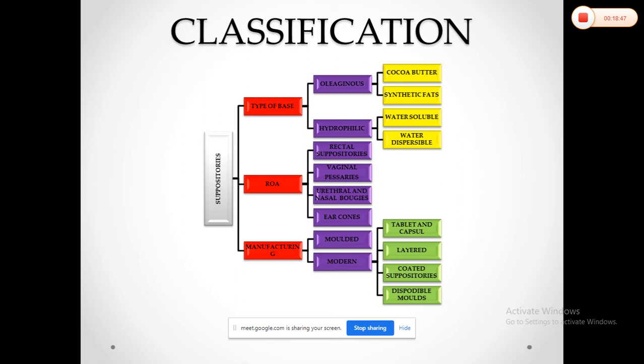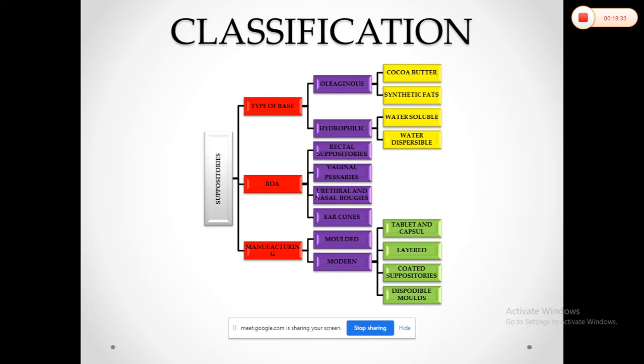Then, as I said, suppositories are also classified based on the route of administration. There are various openings on the human body where we can insert them. As the definition says, suppositories are semi-solid dosage forms of medicaments used for insertion into a body cavity. Here we can see there are five different routes. Depending upon the route of administration, suppositories are classified as rectal suppositories, vaginal pessaries, urethral bougies, nasal bougies, and ear cones. These are the five different types of suppositories on the basis of route.